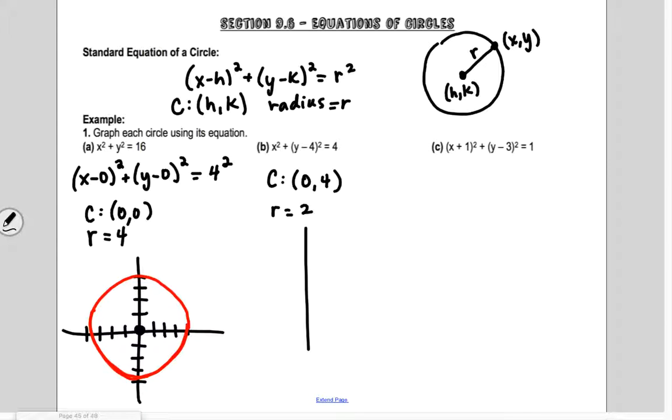2. Can we draw that out? So we go up 1, 2, 3, 4. From that, we go right 2. We go left 2. We go up 2. We go down 2. And here we go, here we go, here we go. We have this beautiful circle.